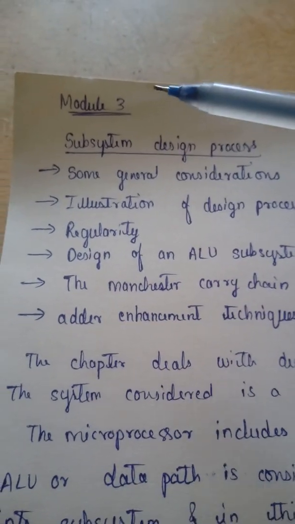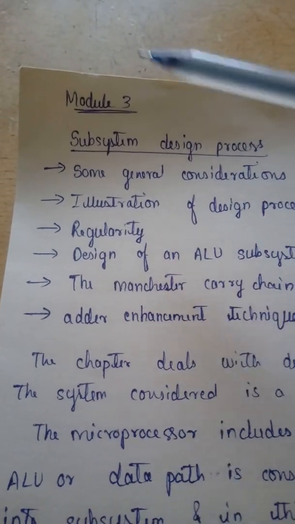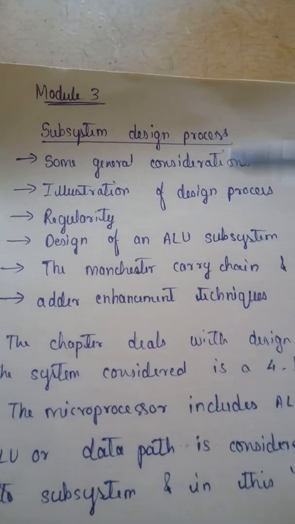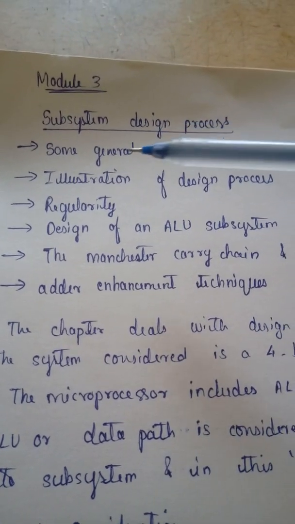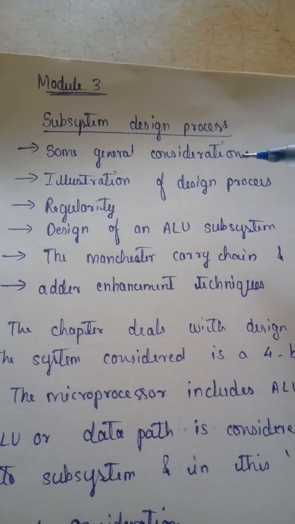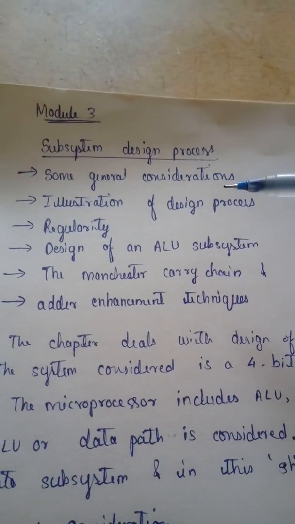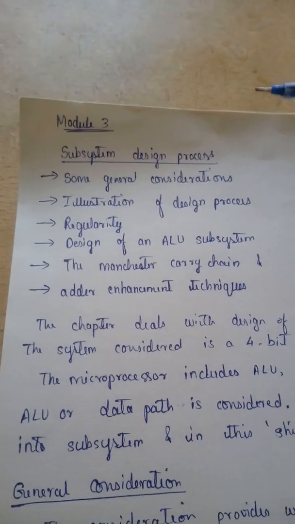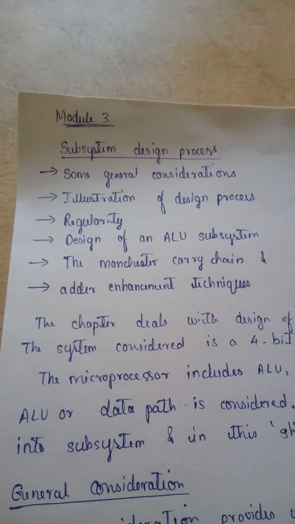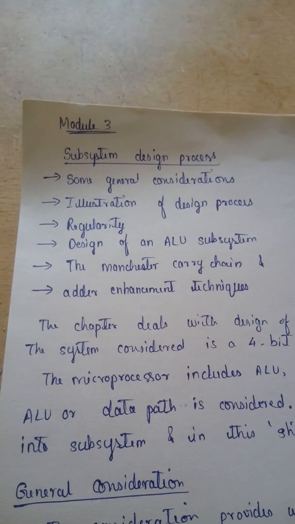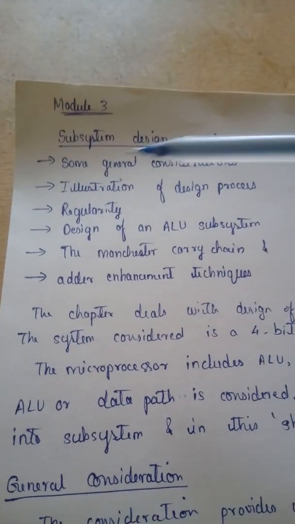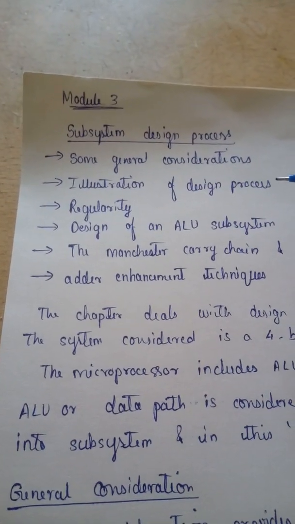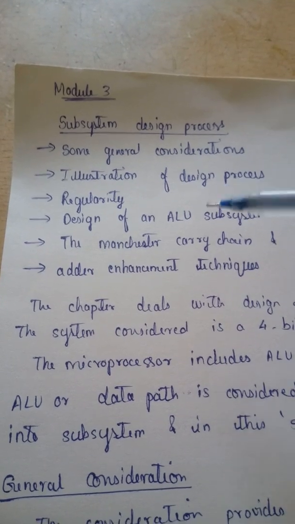So in this video, we will come across module 3, that is the second part. In the second part of this module 3, you have the subsystem design process. Under that, you will learn some general considerations. General considerations are those which deal with digital system design, where it includes so many things, such as your ALU, control unit, IO unit, memory, and some data paths, right? So what are the general considerations that have to be followed, and the illustration of the design process. Whenever you are doing any design, what is the illustration of that?